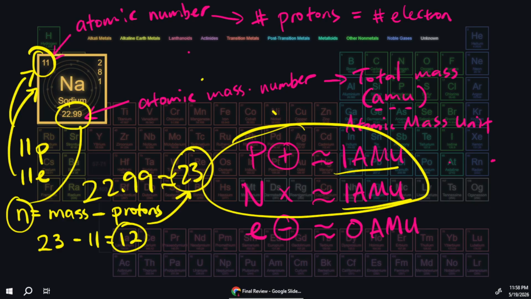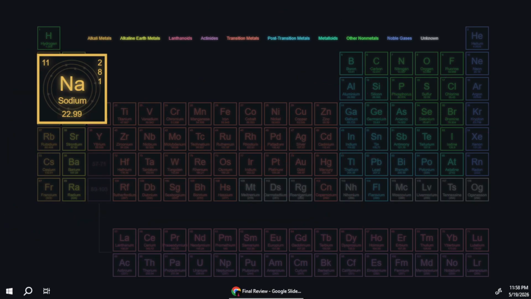The next one is Bohr model. So for Bohr model, you can see on the different atoms, right here we have 1 circle, 2 circle, 3 circle, right? Those are the energy levels. To understand Bohr model, it is best to also talk about the periodic table, how it is set up.